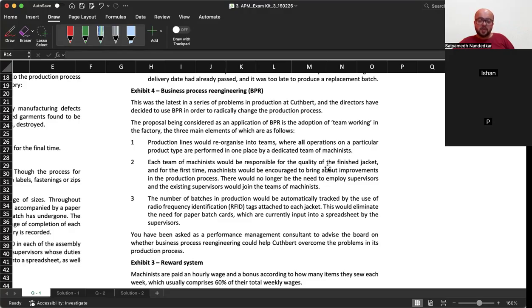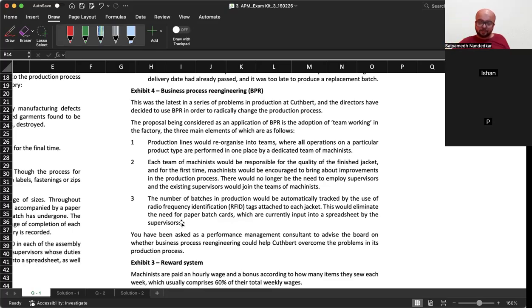Now, the proposal being considered as an application of BPR is the adoption of team working in the factory, the three main elements of which are as follows. Production lines would reorganize into teams where all operations are in one place. Each team of machinists would be responsible for the quality of the finished jacket, and for the first time, machinists would be encouraged to bring about improvements in the production process. There would no longer be the need to employ supervisors, and existing supervisors would join the team of machinists.